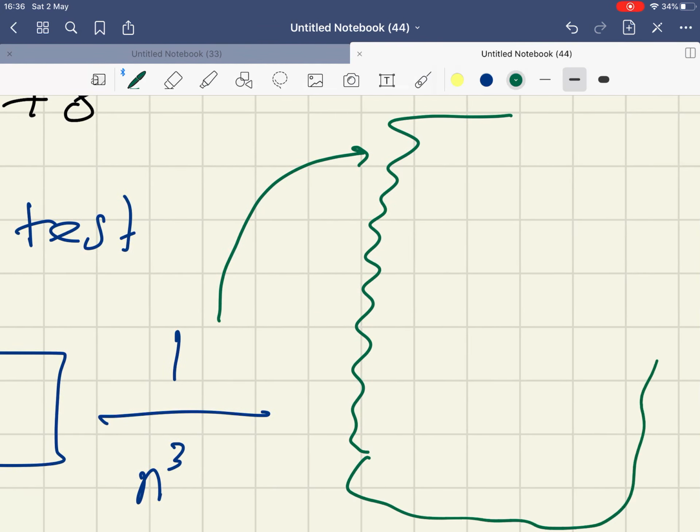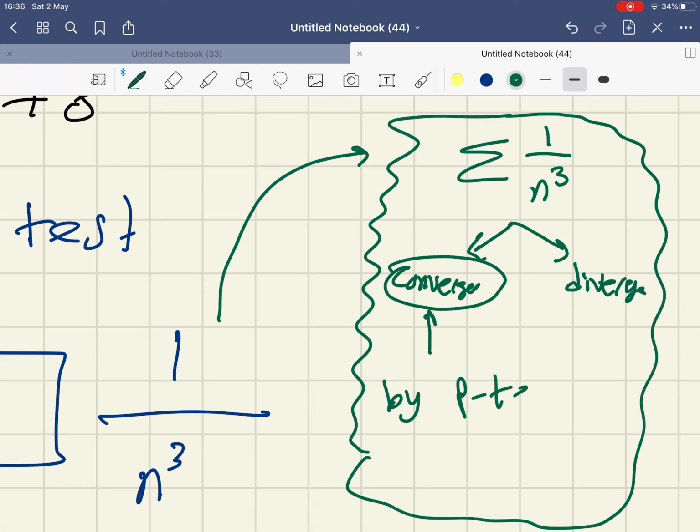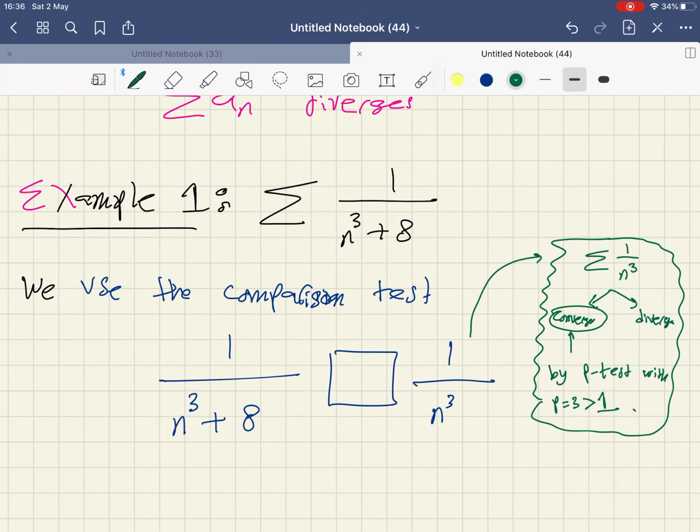And I will ask you, does this series converge or diverge, and why? Before I do anything, let me test if I know this one or not. The answer is: it converges. By which test? The p-test, with the power of n being 3, which is greater than 1. So it converges.